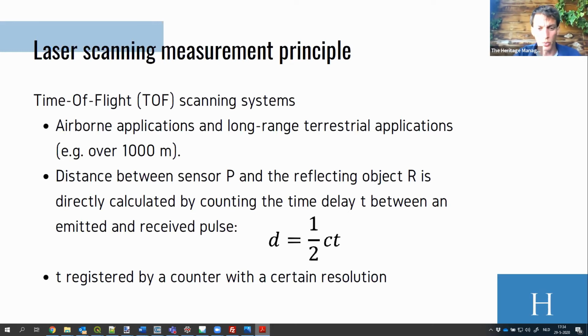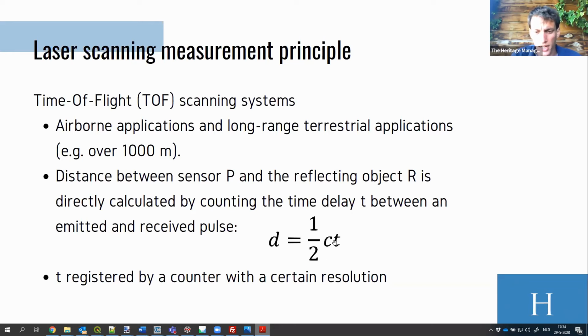And then the distance between the sensor, we call it P in one of our previous slides, and the object itself, object R, is then calculated by using the speed of light, so C, and the time of flight.